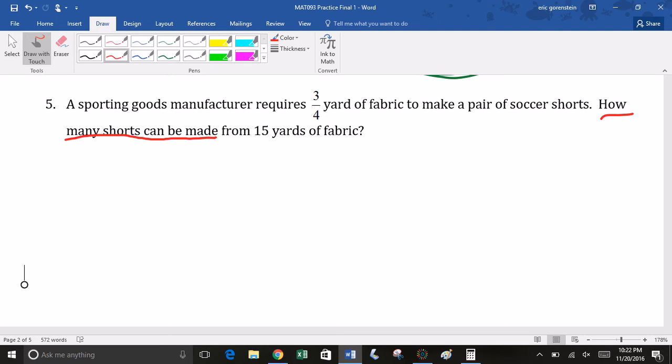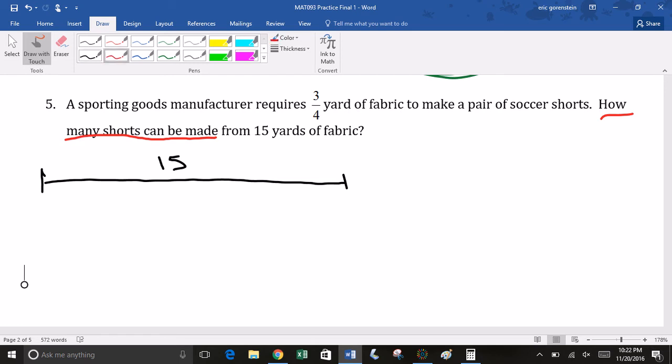Personally, I like visual aids whenever possible. So what we're trying to do here is, let's say we have a total of 15 yards. So this line segment represents the total amount of fabric we have, and every 3/4 of a yard gives us one pair of shorts.